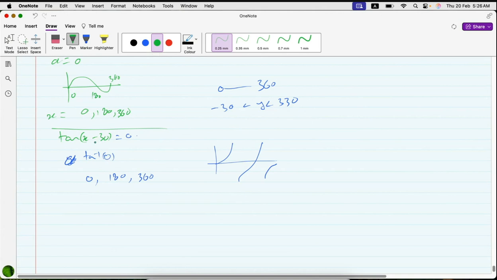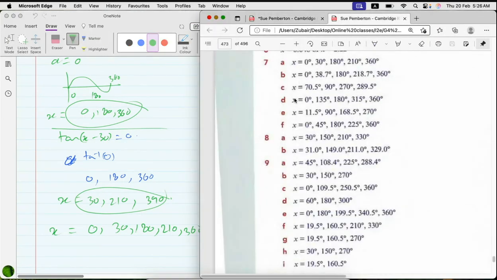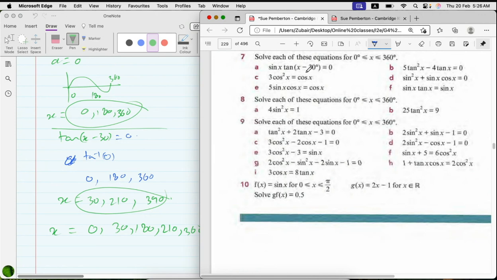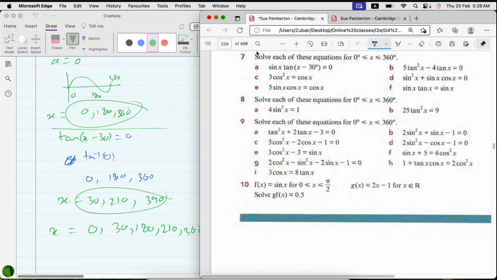And for x, we take this 30 on the other side and add 30 to everyone. This is 30. 180 plus 30 is 210. This is 390. 390 is going out of domain, so we just leave that. Finally, x should be 0, 30, 180, 210, and 360. Collected all these 5 angles. This was 7a. Okay. What do you think we'll do in B part?